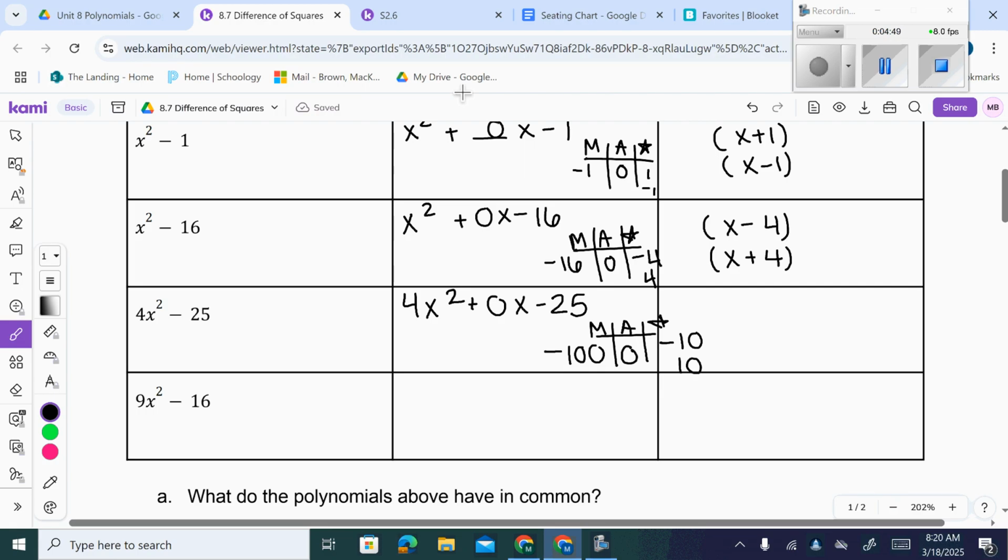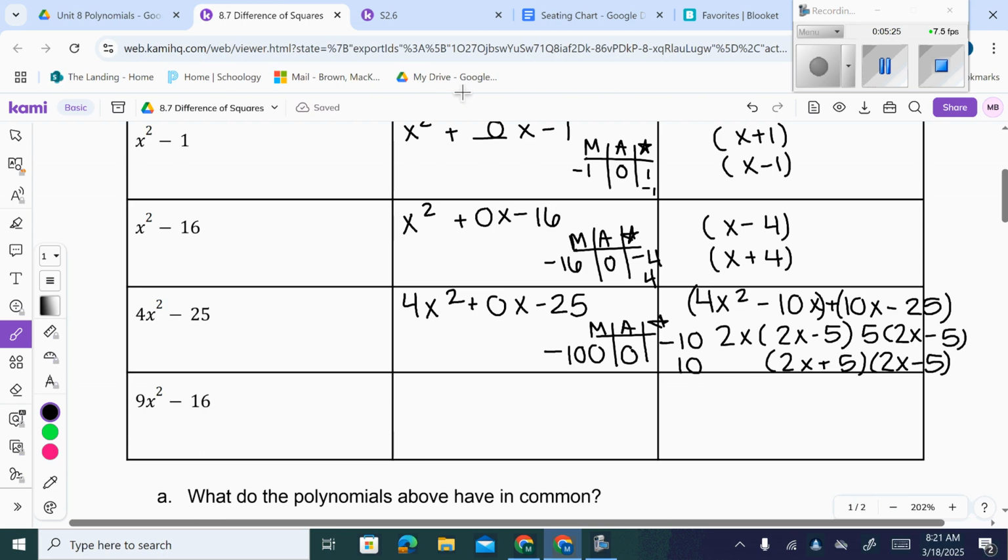So listen, you don't have to write down this work. I'm going to do it for you, and I want to see if you can see a pattern. What's the GCF between 4 and 10? 2, and they both have an x. So 2x, this would become 2x minus 5. What's the GCF between 10 and 25? 5. This is going to become 2x plus 5. So I'm going to have 2x plus 5 and 2x minus 5. I do want you to write down the answer. This becomes 2x minus 5 and 2x plus 5.